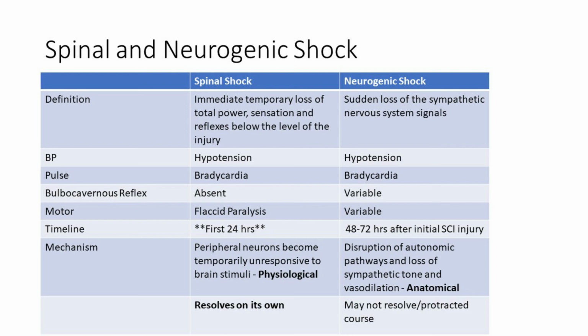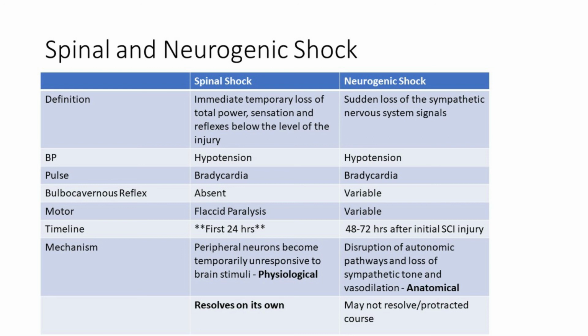With spinal shock, you can initially get hypertension and then go into hypotension and bradycardia. That's effectively because your spinal cord is physiologically shutting down and has had almost like a stunning reaction to the injury. You get an absent bulbocavernosus reflex, you get a flaccid paralysis, and that's particularly there within the first 24 hours. Your peripheral neurons become unresponsive to the brain stimuli because of this initial physiological block.